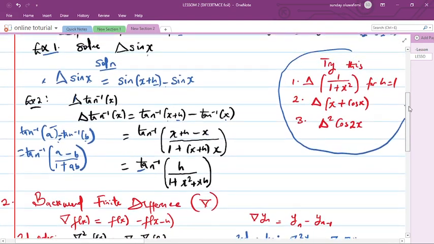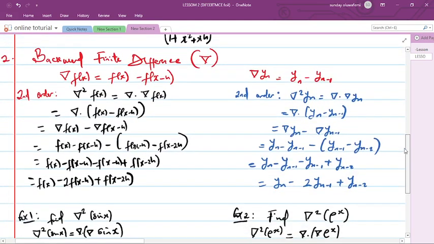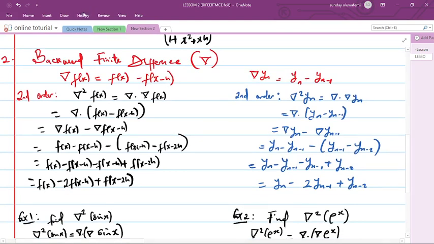Alright, I want to go to the second operator under finite difference, which is the backward finite difference. For f of x, you have f of x here, then you now subtract an increment, that is f of x minus f of x minus h, whereas our forward finite difference is given as f of x plus h minus f of x. So you can see the difference between the forward and the backward finite difference.